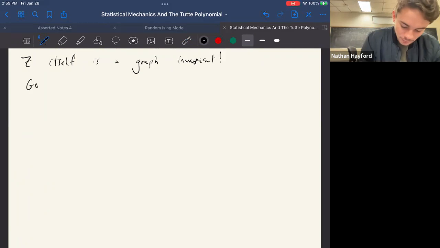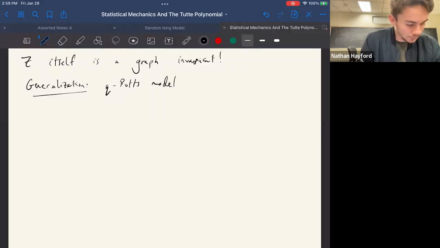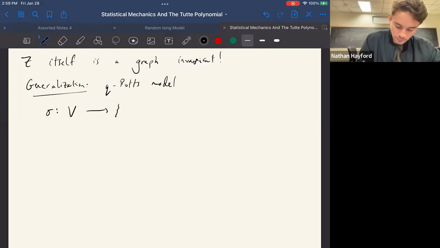And a generalization of this model is called the Q-Potts model. And it's exactly the same thing as we did before, except I take now my configurations on the graph. I take magnets which are allowed to point in Q different directions instead of just up and down, you can think. Q is in Z plus and bigger than 2.